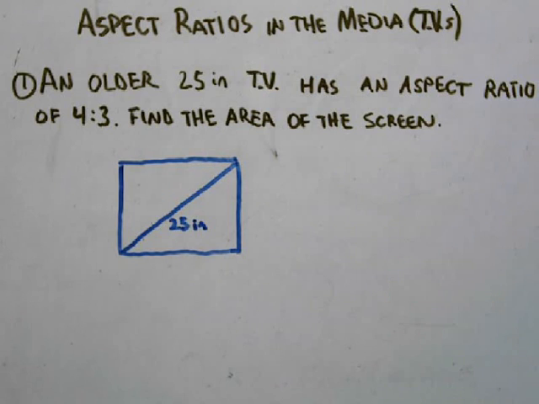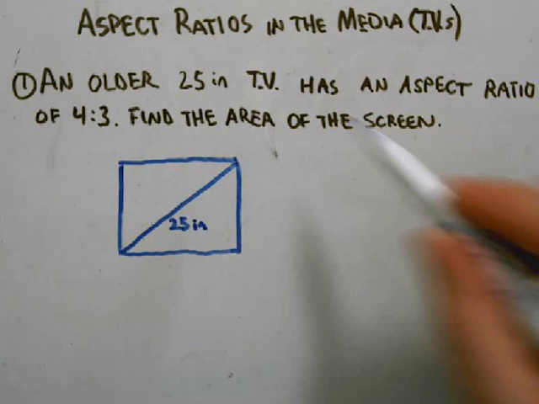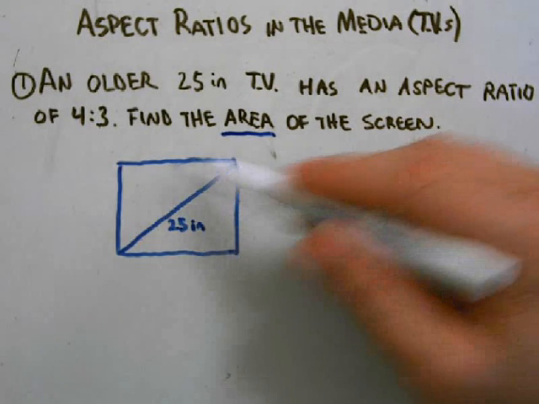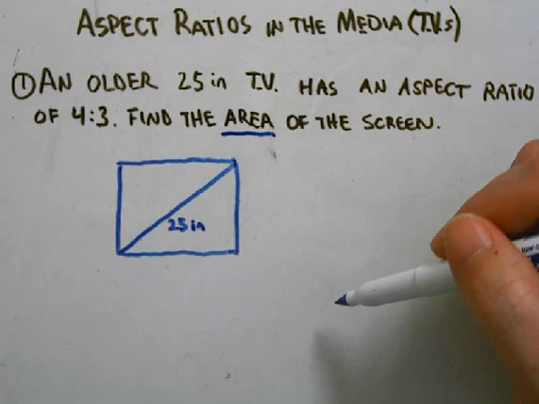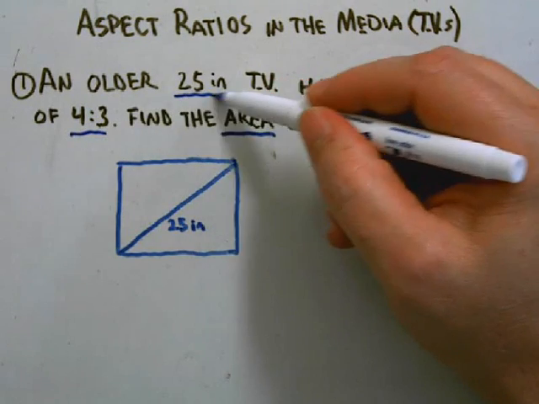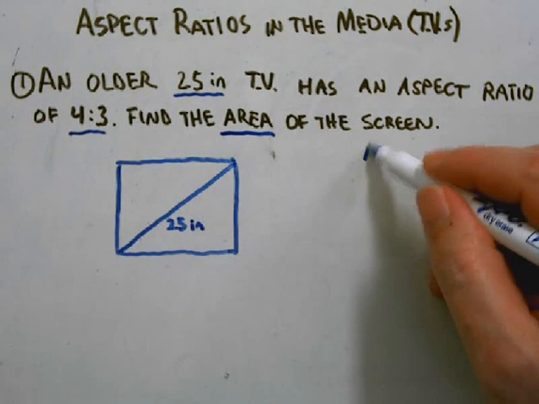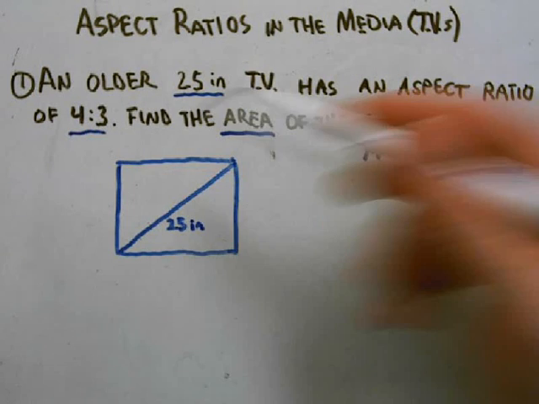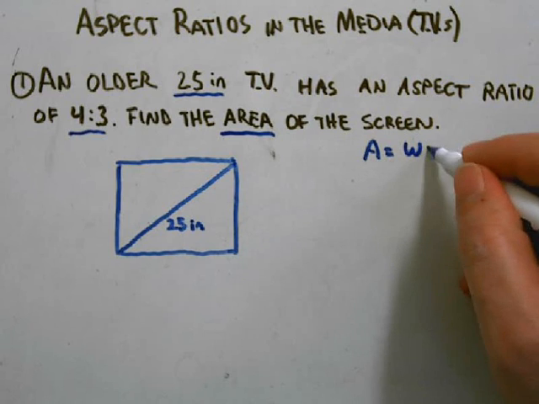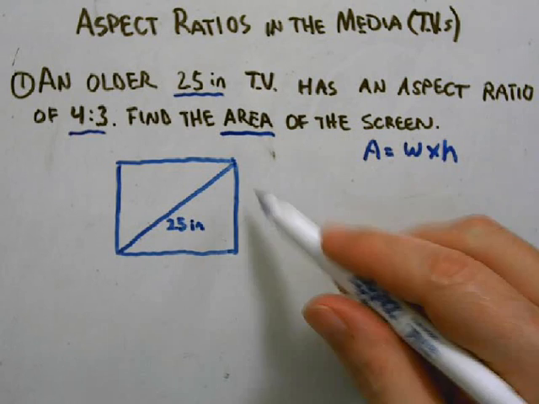So taking a look at the TV and monitor type questions, one of the big questions is to find the area, or find the height or find the width, given that you have an aspect ratio and a diameter. So our question here is to find the area. It might just ask for the width, or the height, or the area, and for the area you need the width times the height. So we're going to have to find the dimensions of the TV.